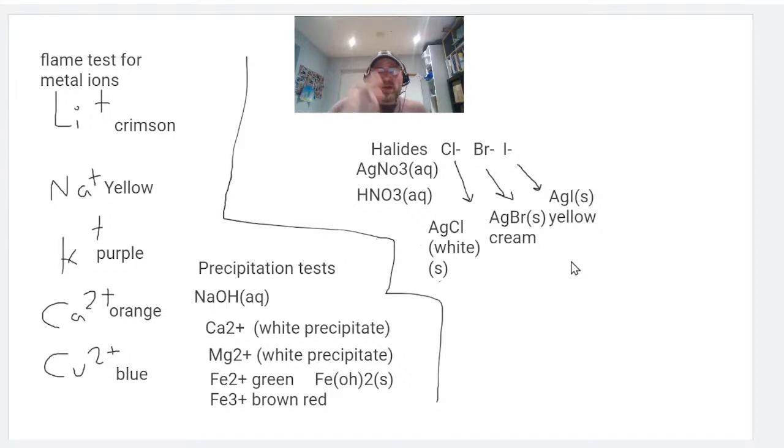Right, so for example, I now know if I get a crimson flame color, I've got lithium ions, and then if I carry out the halide test by adding silver nitrate and nitric acid and it goes white precipitate, I know my original compound was lithium chloride, LiCl. If I get a cream precipitate, then I had lithium bromide. So the flame test or the sodium hydroxide precipitate test give you the metal that's part of the ionic compound you're looking at.